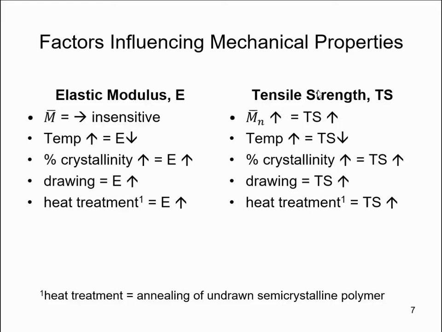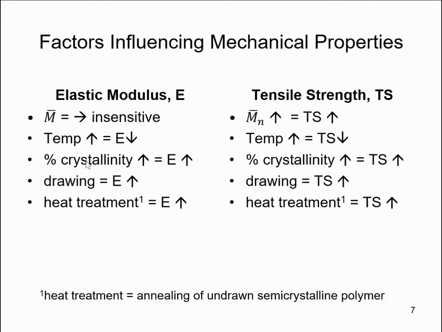But tensile strength, on the other hand, goes up. The reason here is as the molecular weight or chain length increases, you increase the number of entanglements. So the material does become stronger. And then if we take a look at temperature, as the temperature goes up, you get more chain motion. It's easier to deform, so your modulus drops off, and tensile strength likewise also drops off.